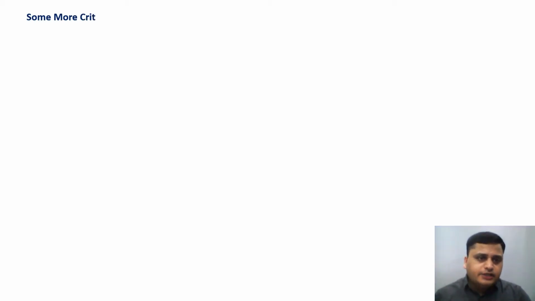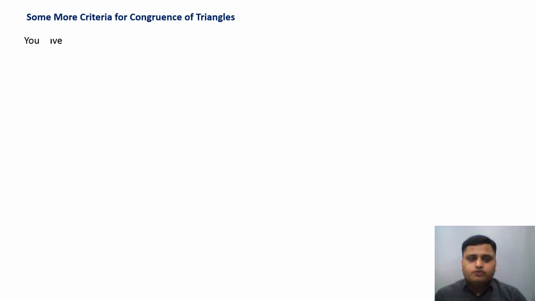Today we will start a new topic of the same chapter, Triangles, and in this we have to discuss the congruency criteria of triangles. Some more congruency criteria we are going to discuss in this one. Let's see what they were. We have already studied in the previous class that the angle-angle-angle congruency criteria does not exist. So here we will do the other two congruency criteria which were left.